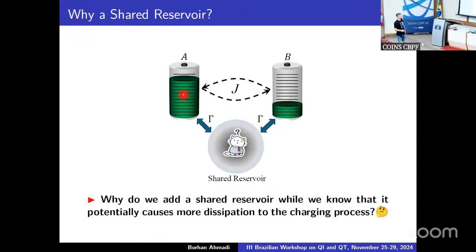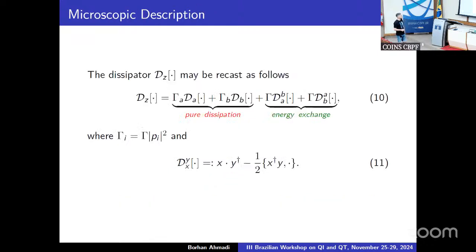So the first question that comes to your mind is, why do I add a shared reservoir while I know that it adds more dissipation to my system? All right. So to answer this, I will expand my dissipator with the common bath. It gives 4 terms, as you see, and the first 2 terms lead to pure dissipations, and the last 2 terms provide energy exchange, and D_xy is defined in this form.